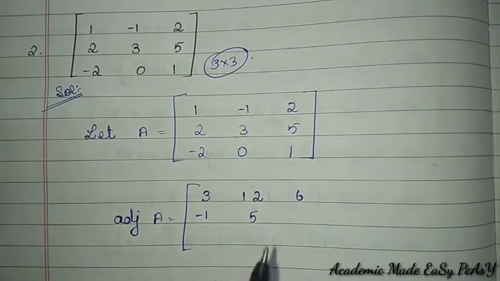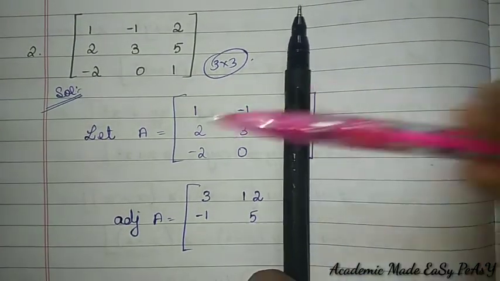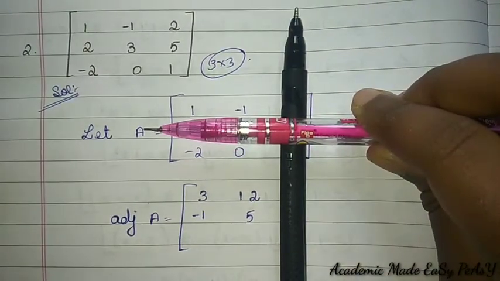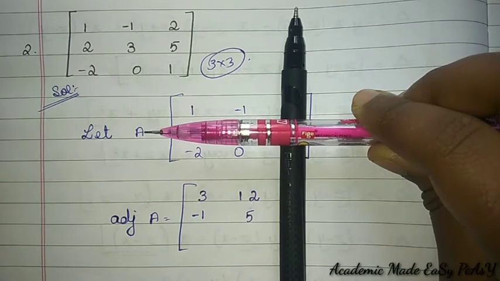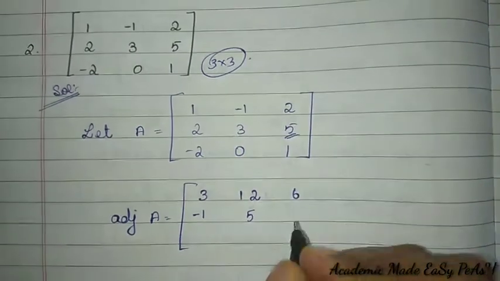Next, I will be seeing this element now. I will be hiding the column and the row in which it is present. So what is remaining now? 1, minus 1, minus 2, 0. So 1 zeros are 0. Minus 2, minus 1 is plus 2. So minus 2 is the answer for this.